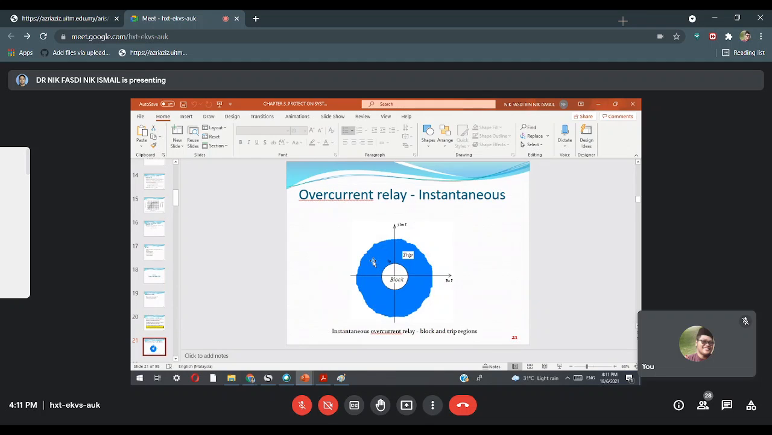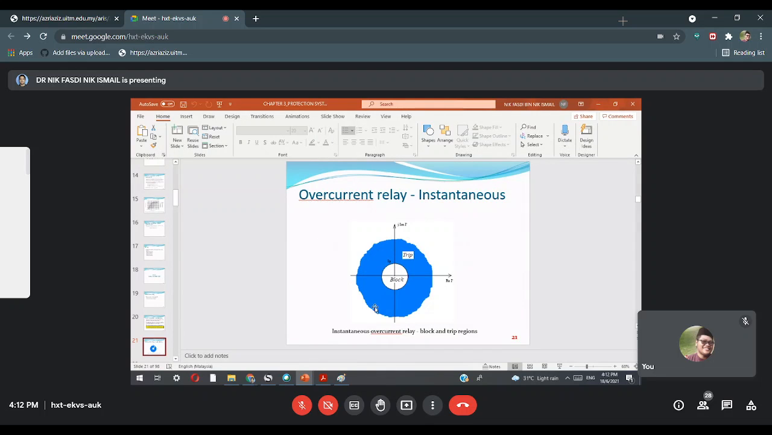Alright, so this is our instantaneous relay. This is the y axis and this is the x axis. Y represents the imaginary I prime and R represents the real I prime. It has a circle shape like this. Because overcurrent means it must be above, this is IP, the small circle here. We know the concept: when I prime is greater than IP, it must be greater than the circle.